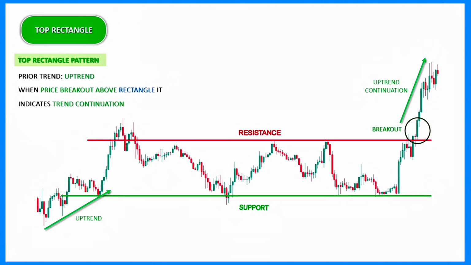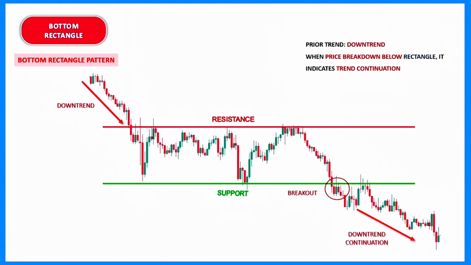The bottom rectangle is the opposite. It appears during a downtrend. To confirm the pattern, price must break the lower support level. Once price breaks below support, it signals a continuation of the bearish trend, and traders can enter short positions.